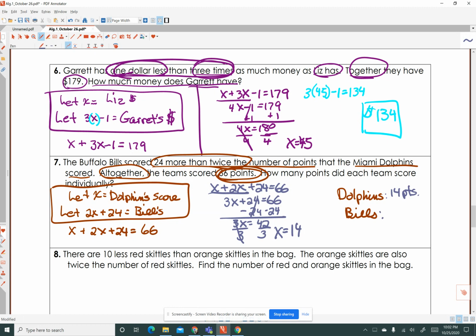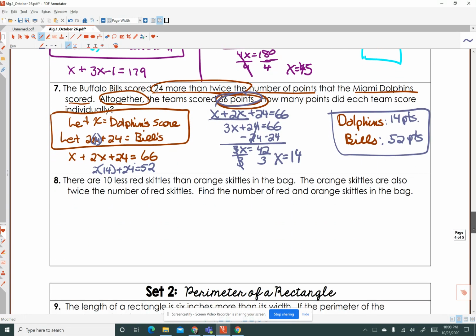So the Bills, we're going to substitute 14 for x here. So 2 times 14 plus 24 equals 52. And they said they would add together to 66 points, and if we see 14 and 52 indeed makes 66 points. Okay, let's do one more of these.